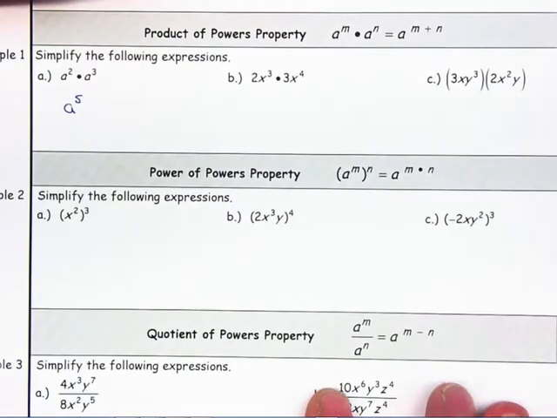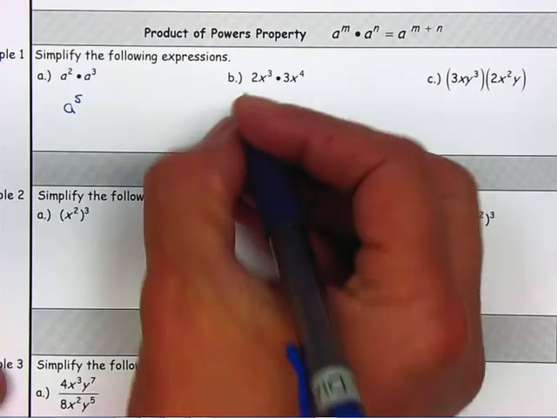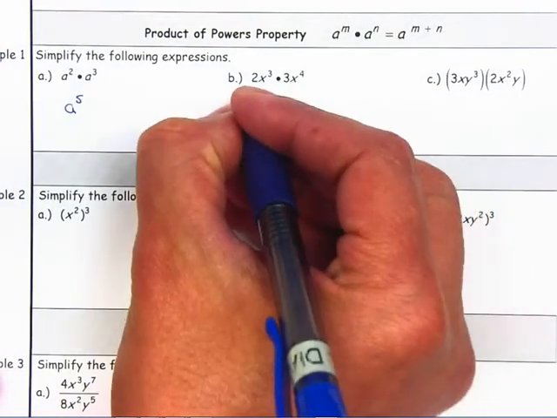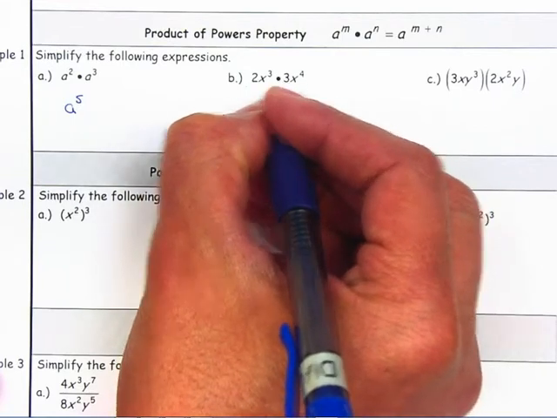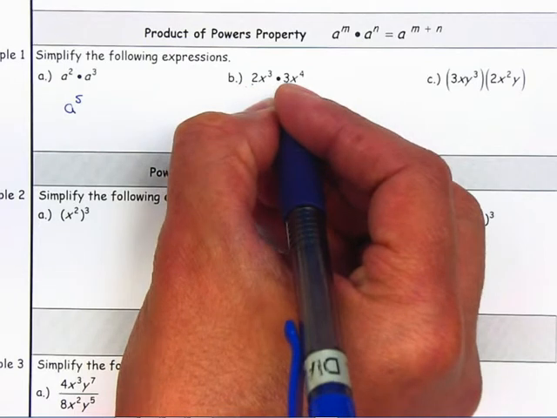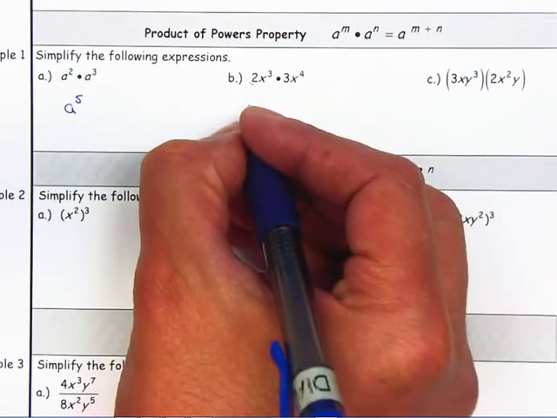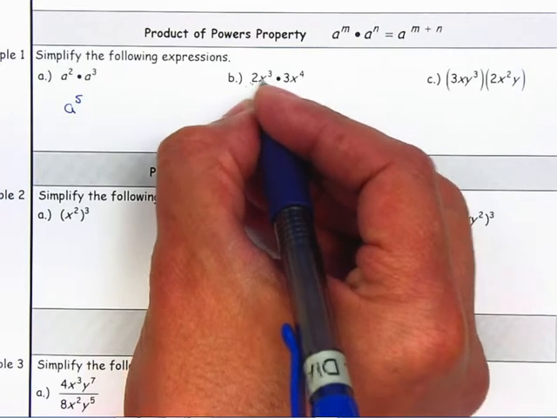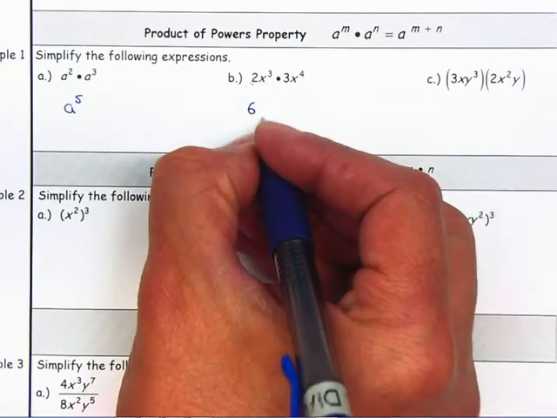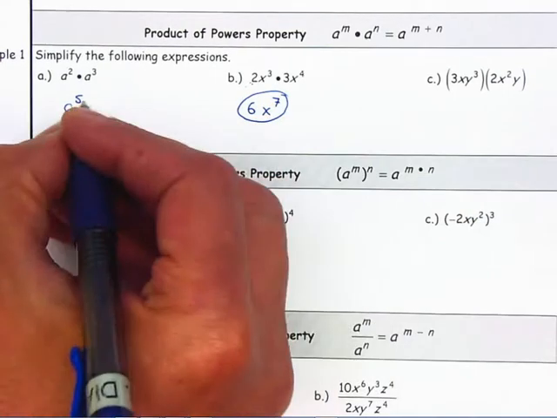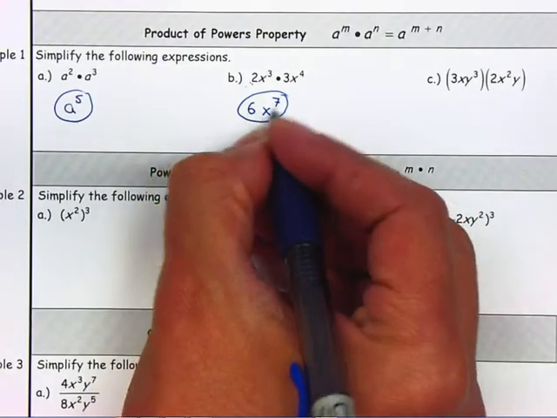On letter B, I need to simplify it. You need to multiply the coefficients. So we have two expressions that are multiplying. We are going to multiply the coefficients. So 2 times 3 will give us 6. The exponents: we have 3 x's and 4 more. We have a total of 7 x's. So that will give us 6x to the 7th.